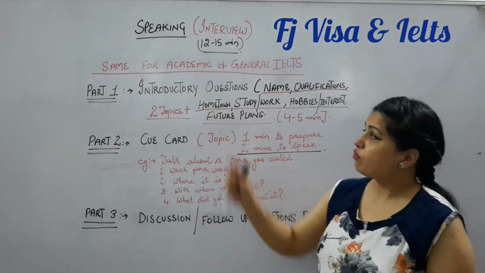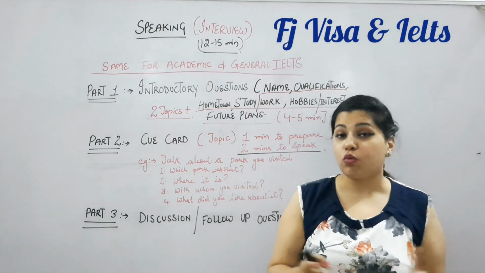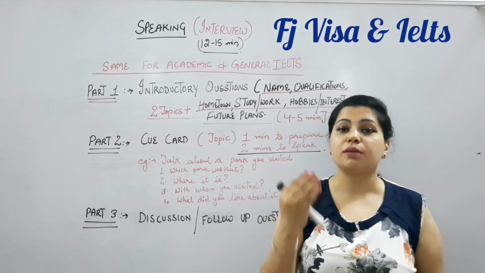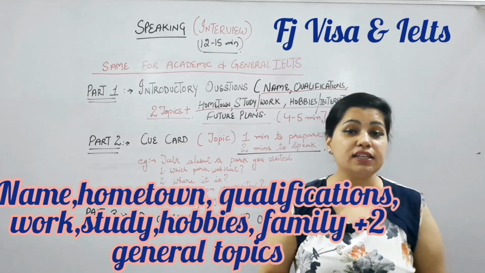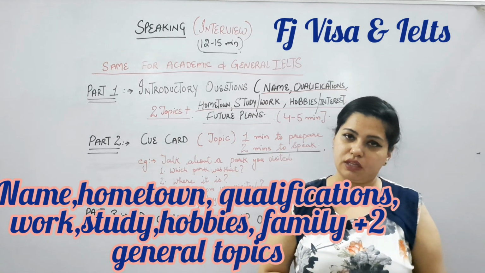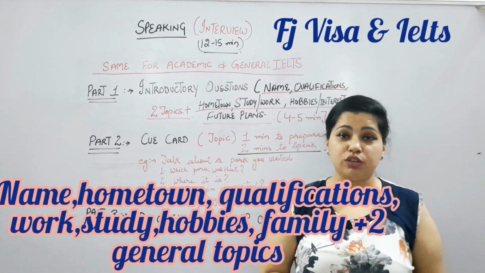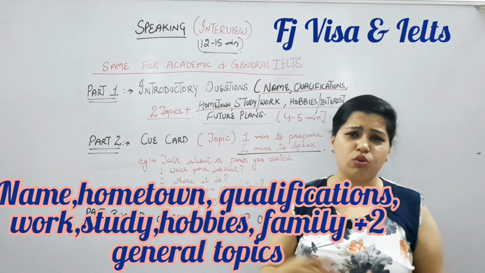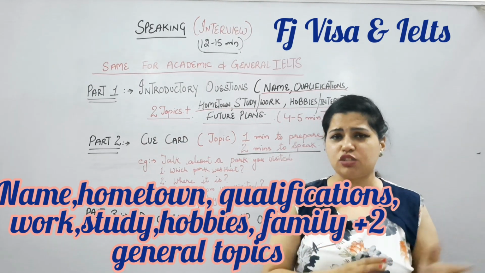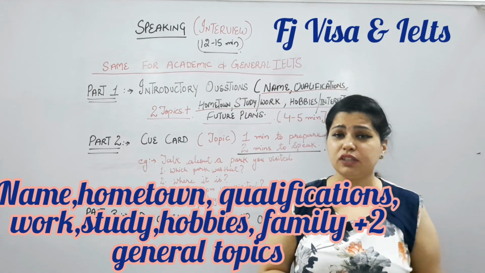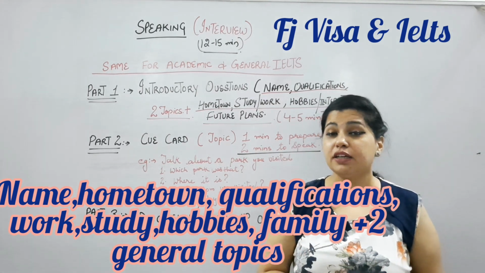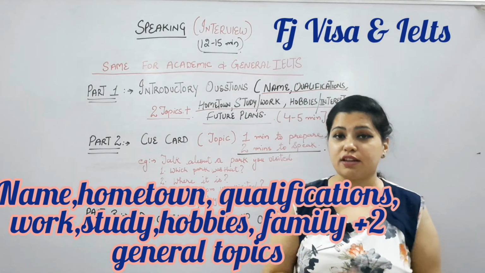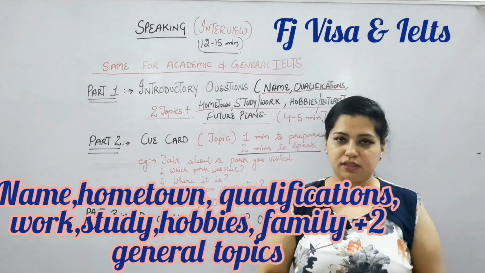Part 1 consists of the introductory questions. Now what are introductory questions? Introductory questions are the questions that are asked about yourself. So this is the easiest part of the speaking module. As we know, when you give your introduction, your answers are approximately 4 to 5 lines. We don't need to go beyond that. We need to listen to the questions properly and then answer them. So why is this the easiest part? Because this part is about yourself and you are well aware about yourself. So this is the easiest part.